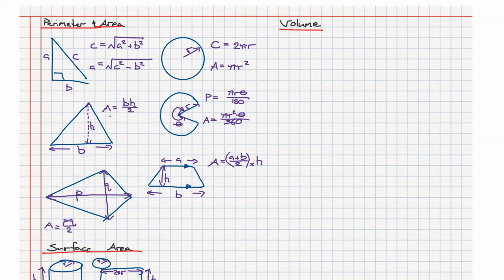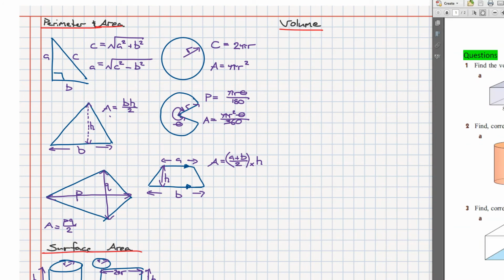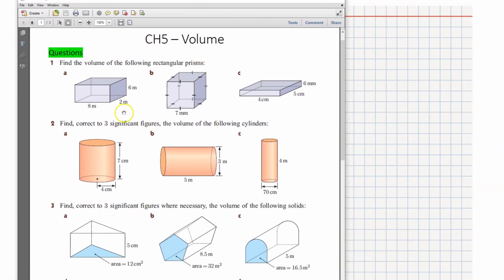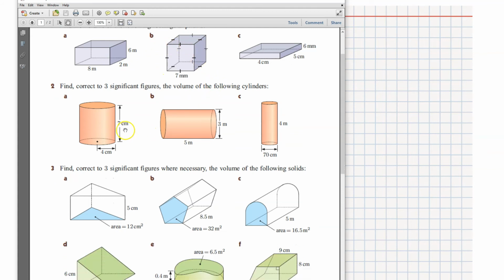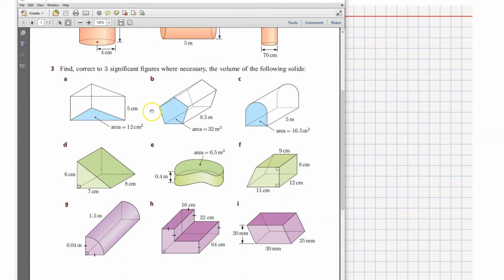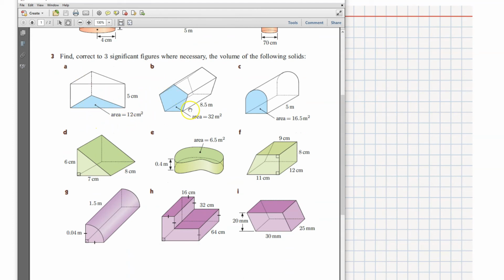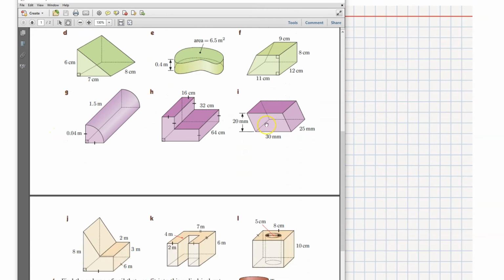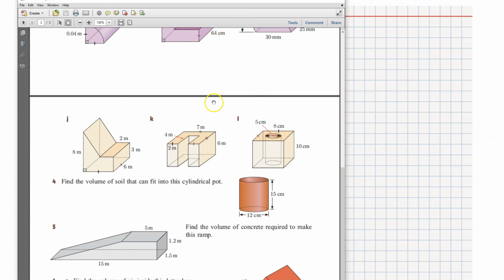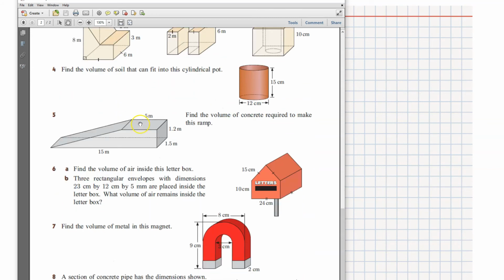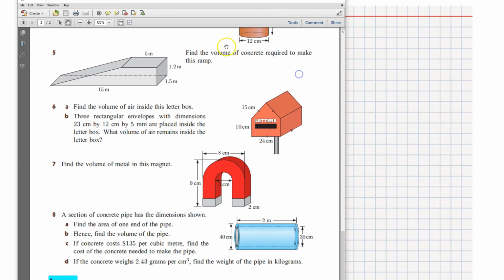Now, once again, to decide what I'm going to put on my volume area of my help sheet, I'm going to bring up the worksheet on volume and have a quick look through. So question 1, we're looking at prisms. Question 2, we're looking at volume of cylinders. Question 3, we're looking at volume of these prisms or these extruded shapes. And then going down from G onwards, it looks like we've got these composite shapes here. So again, extruded but composite. Then, okay, some really interesting ones at the bottom.